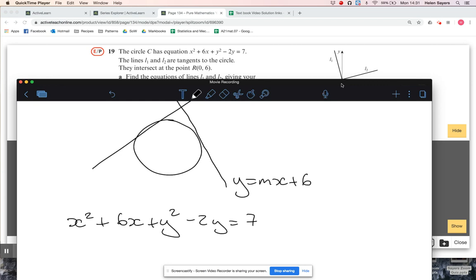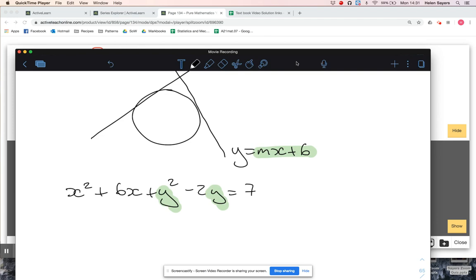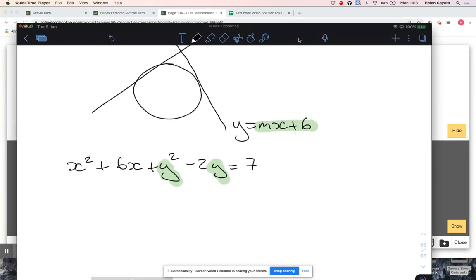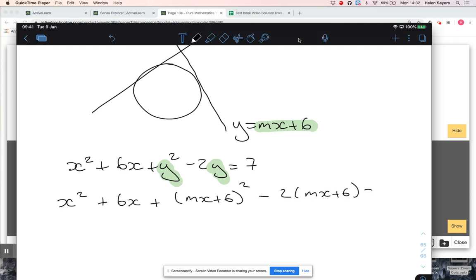Let's say I was trying to find where the straight line and the circle intersect. The best way to do that is to substitute in mx plus 6 for y, so substitute the straight line into the circle. For this part of the question, I don't need to complete the square on the circle and find its centre and radius. I might do that later on. So I can just have it in its expanded form. That's x squared plus 6x, and where it says y, I'm going to substitute in mx plus 6, and again, where it's 2y, I am substituting in mx plus 6.